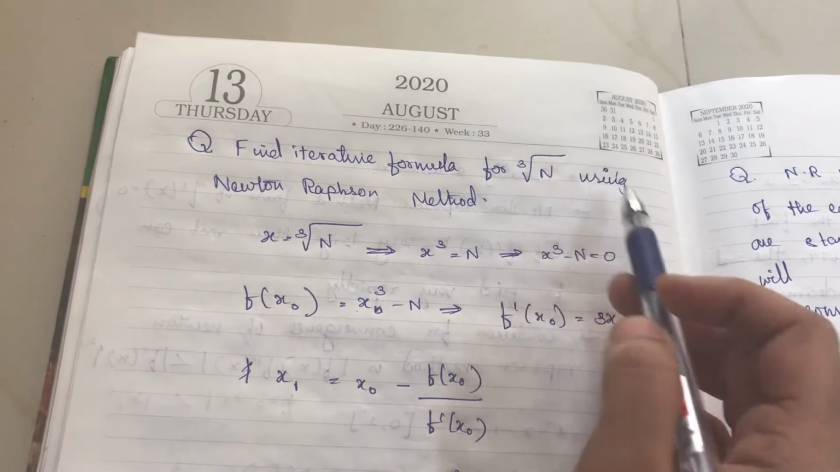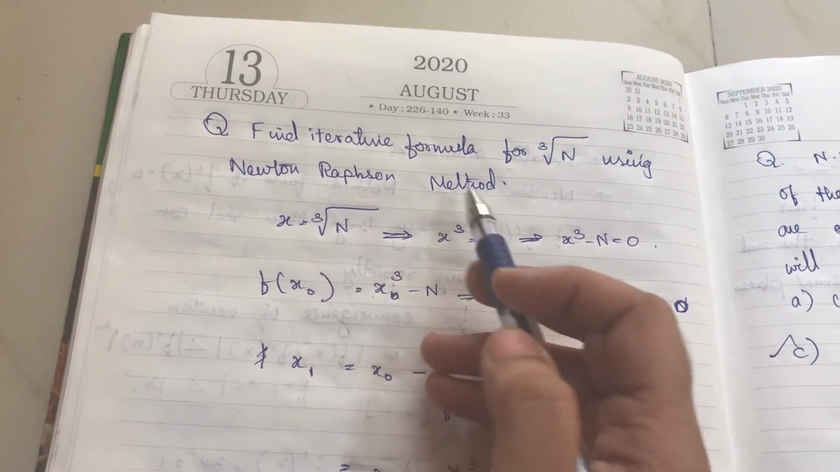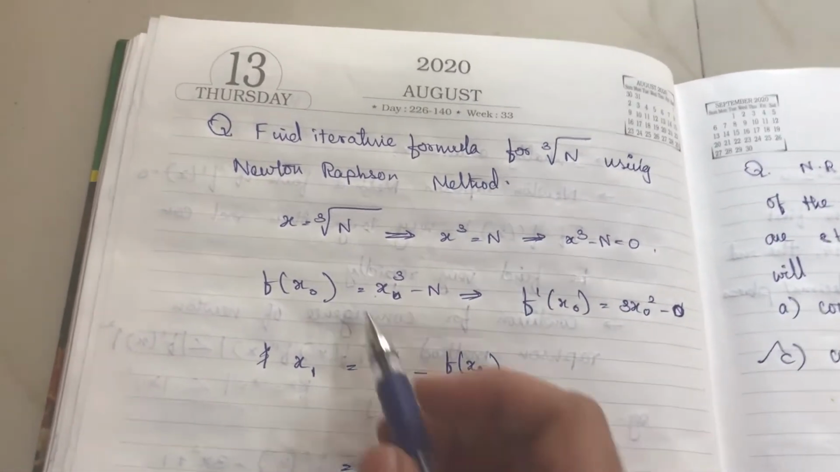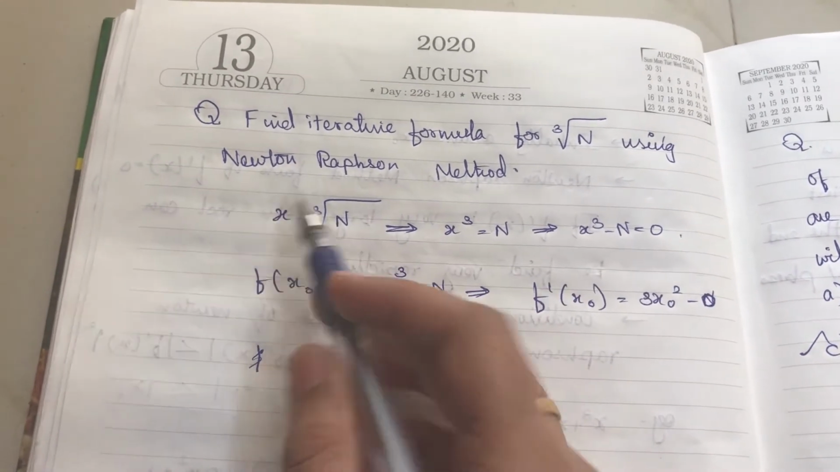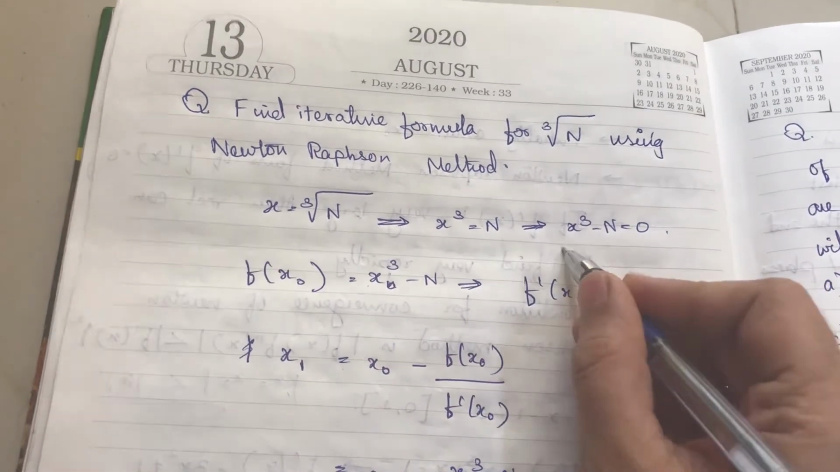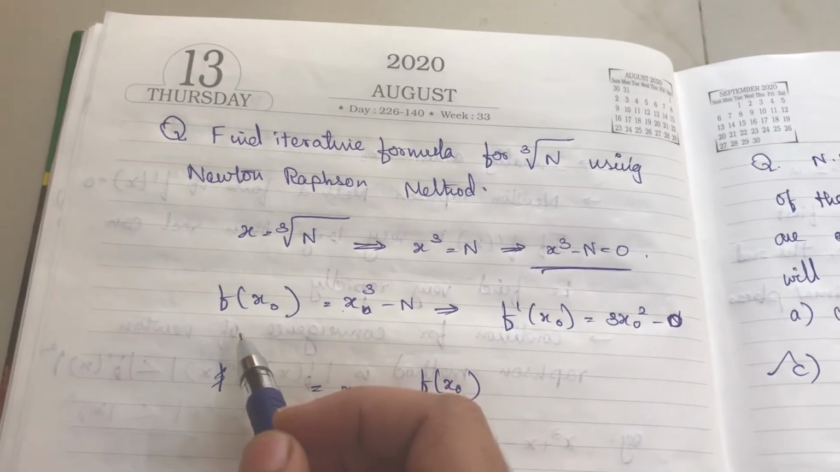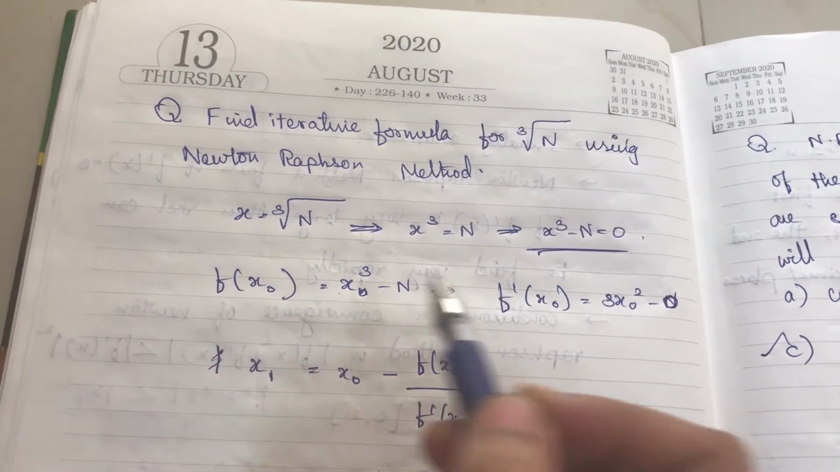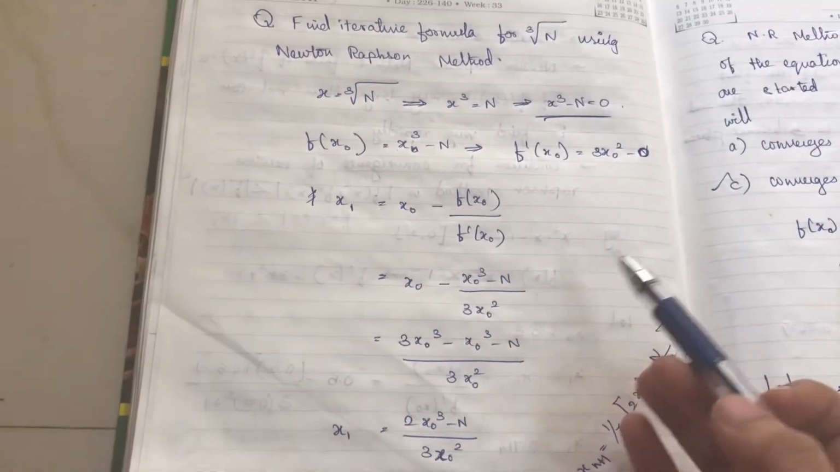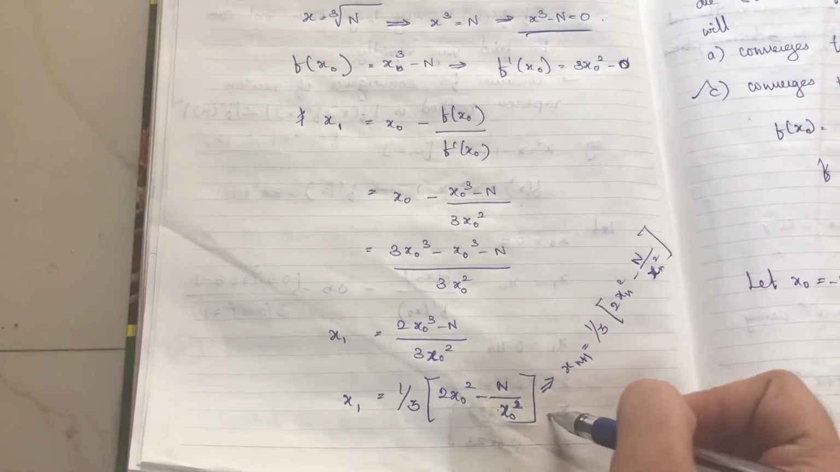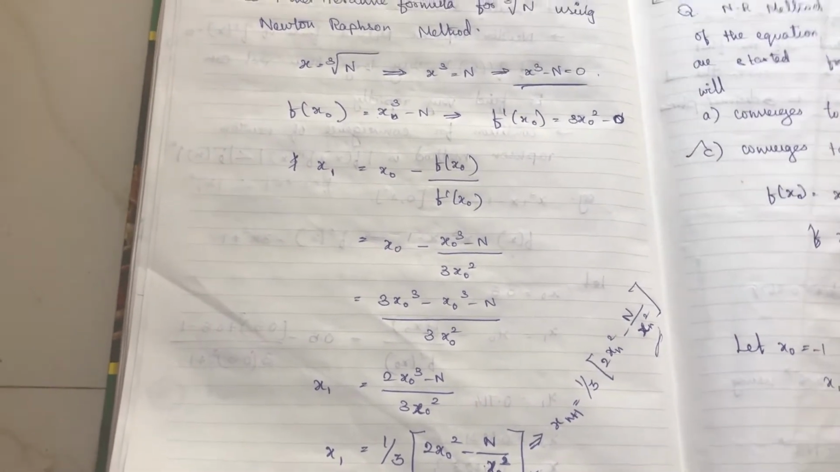Next, find the iterative formula. They have given functions here, using the Newton-Raphson method, and I am taking this as x equal to the cube root of n, which is equal to x cube. I am just bringing this here. So x cube minus n equals 0. So this is the equation. All I need to do is find f of x0 and f of x1. For finding x1, I am substituting all the values here, and by simplifying it you will get the value like this. Okay, this is the answer.